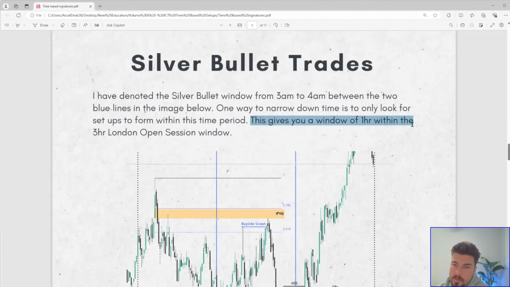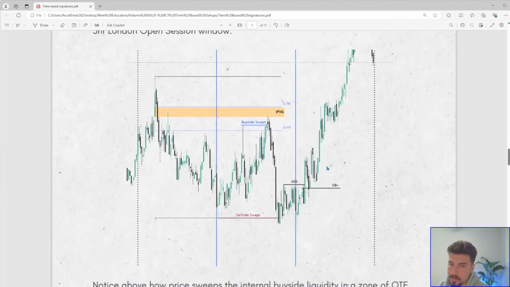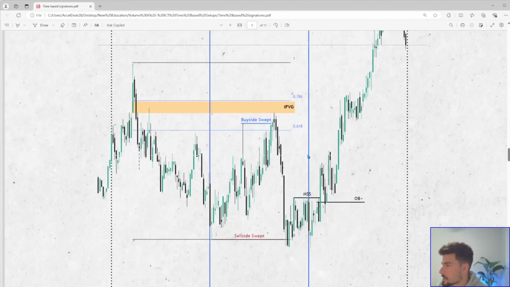But this gives you a window of time that's only 1 hour. So normally, like the London Open session is a 3-hour period, 2 a.m. to 5 a.m. Now this cuts this down into a 1 hour period, which is even better, right? So you save time. Looking here. Let's take this a step further.